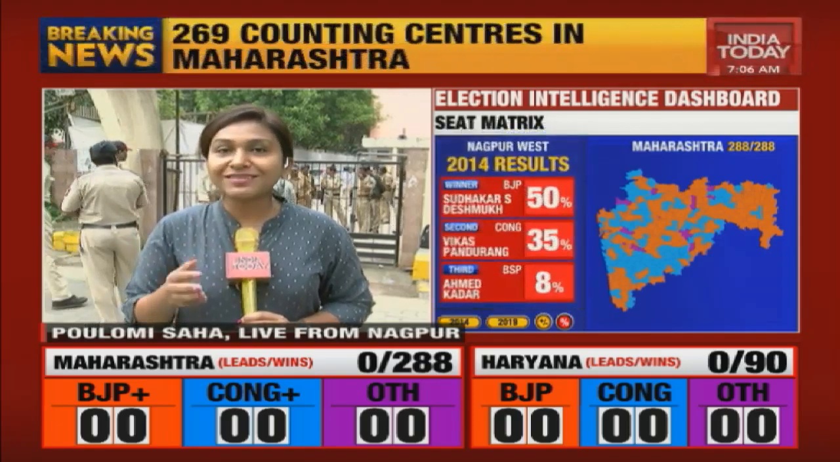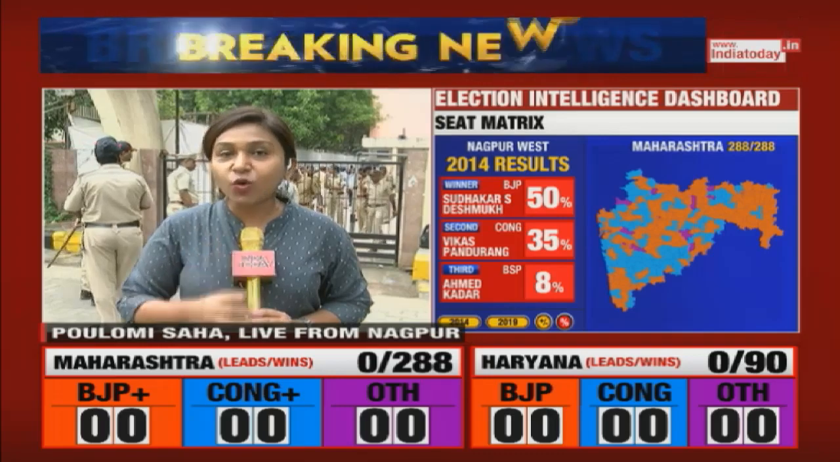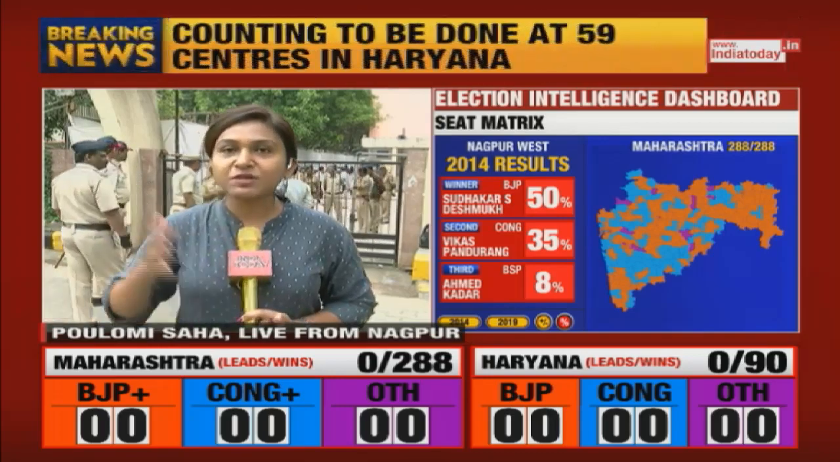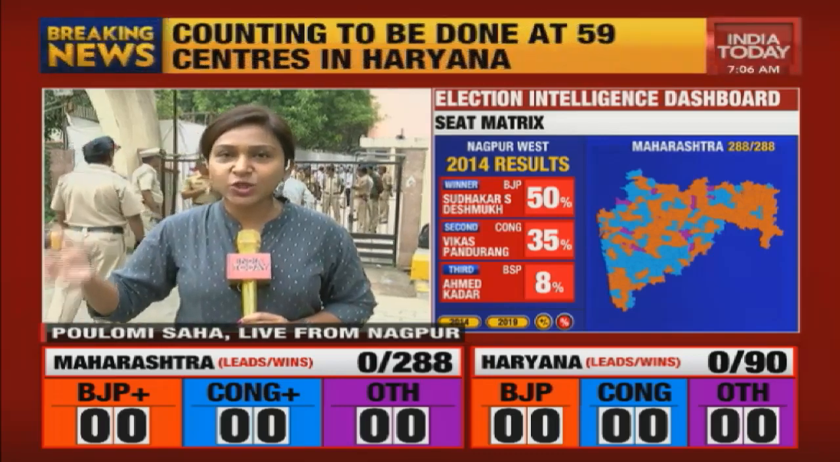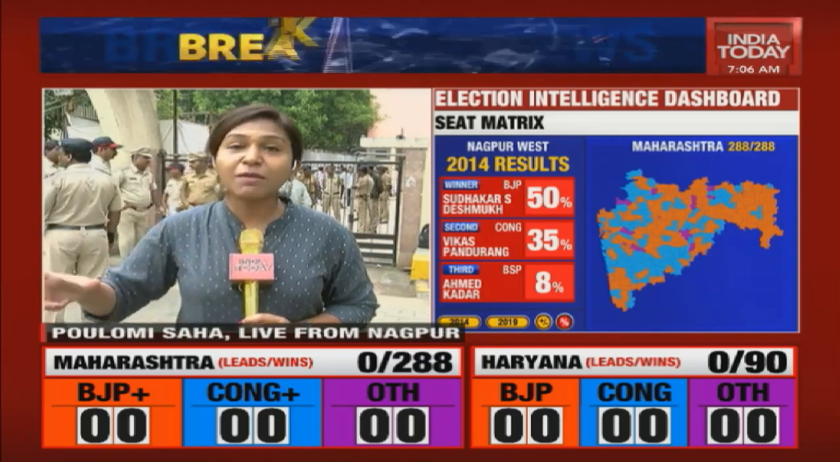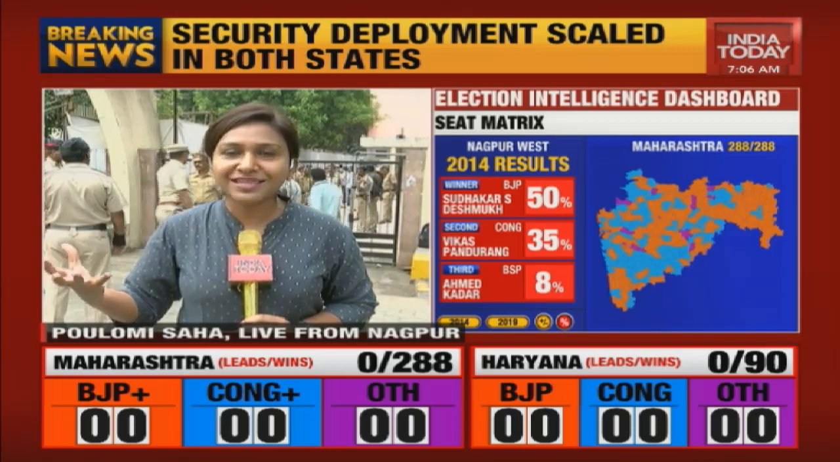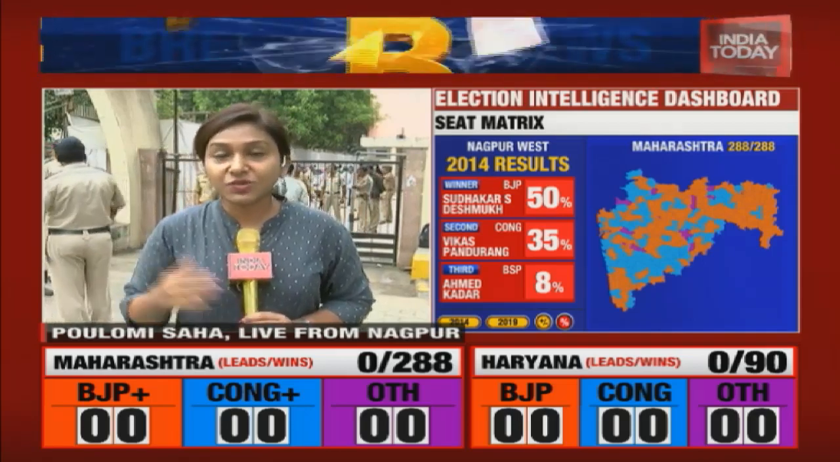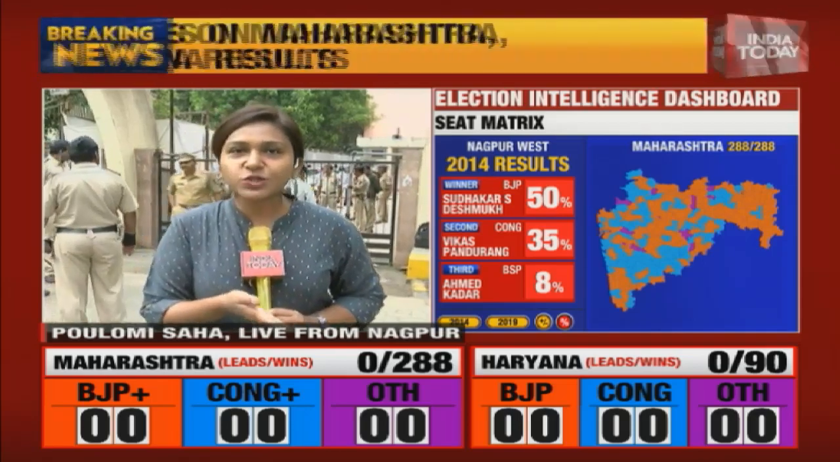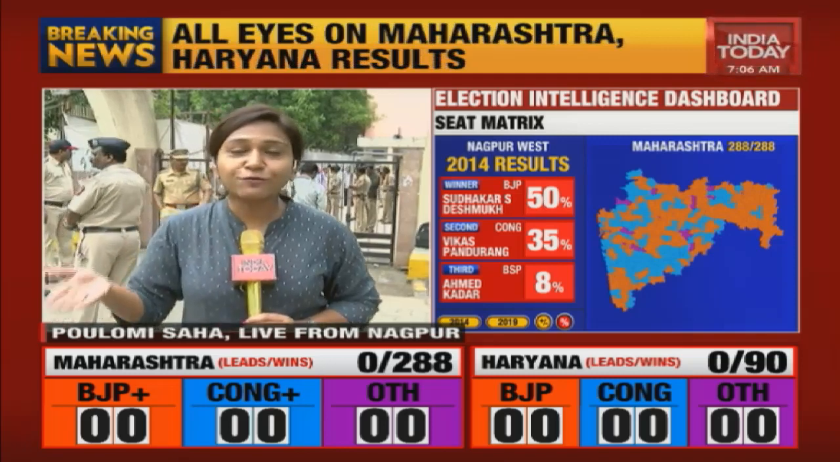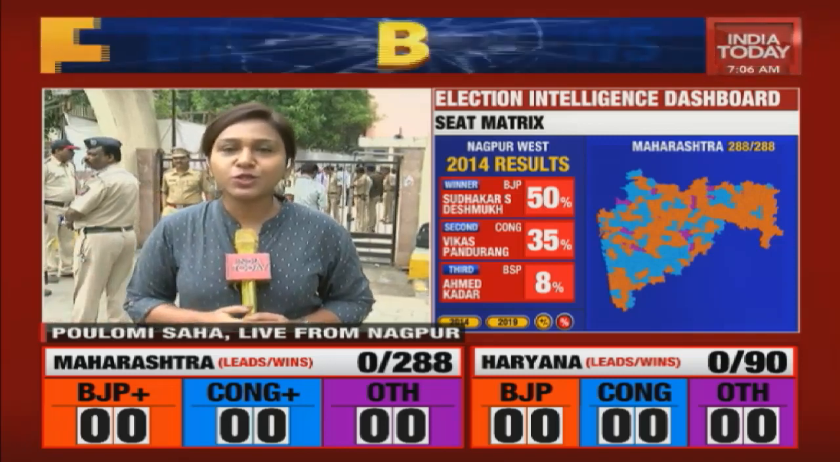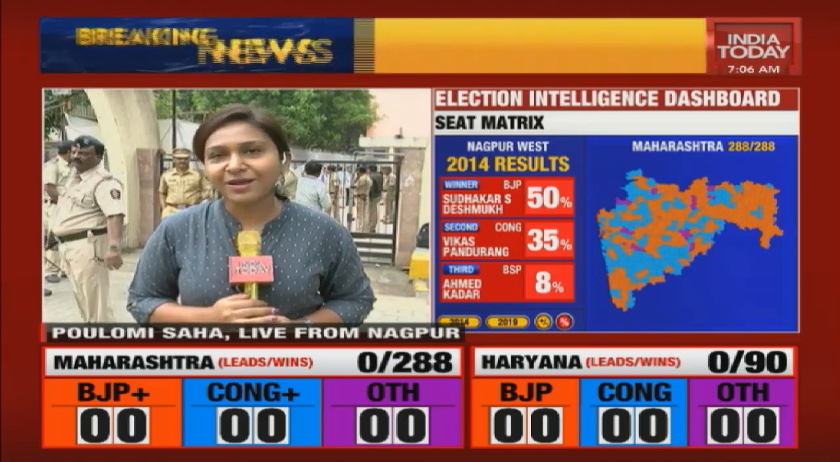The BJP contested on 152 seats on its own, and then its allies, the smaller parties, contested on the lotus symbol itself, out of the 288 seats. So you can say that the BJP contested on 164 seats. So they're hoping that between 212 and Mr. Fadnavis' own figure of 222, they will sweep back to power in Maharashtra. Right. Back to you.